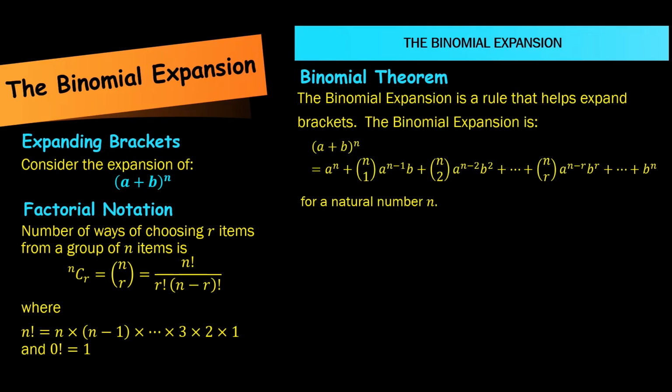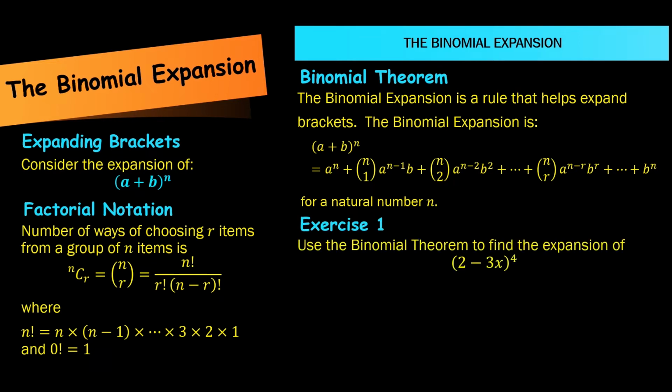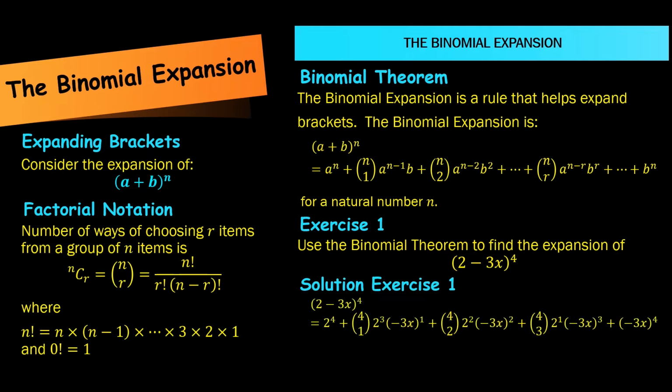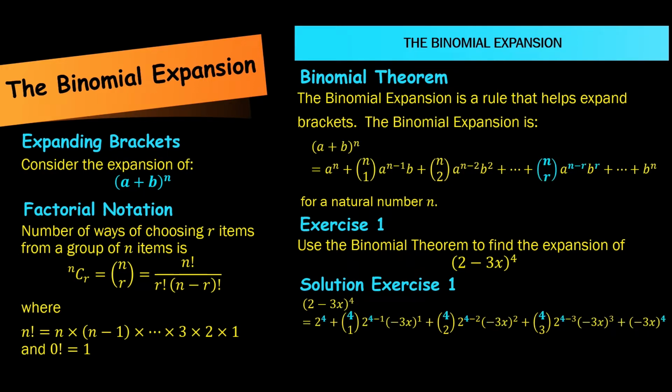We will now apply the binomial theorem to an example. Use the binomial theorem to find the expansion of 2 minus 3x, all raised to the power 4. Let's plug in the various values. Here's a equals 2 and b equals minus 3x. N equals 4 and r equals 1, 2 and 3 as shown.